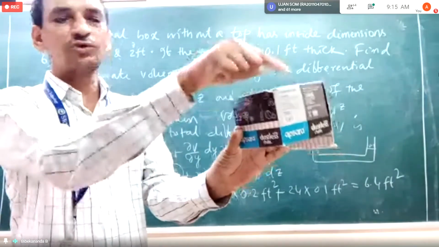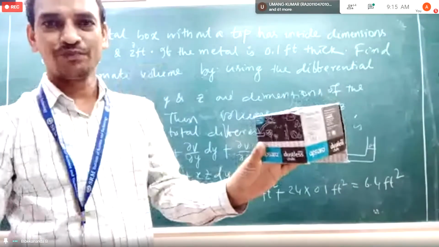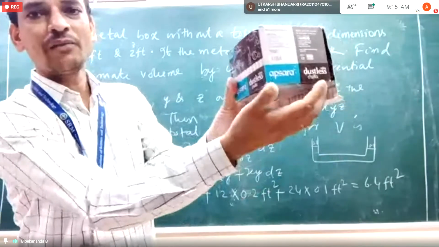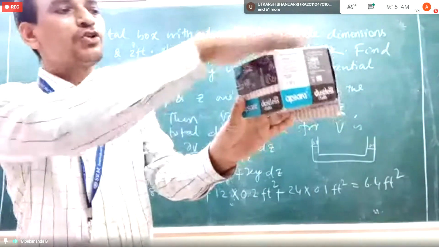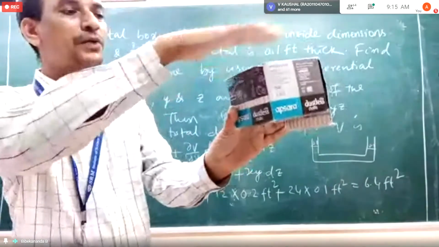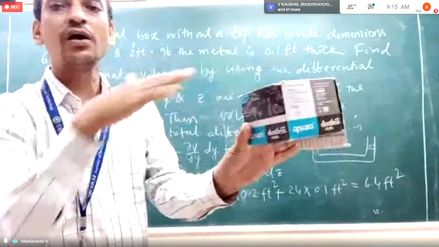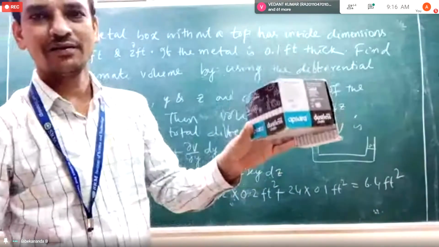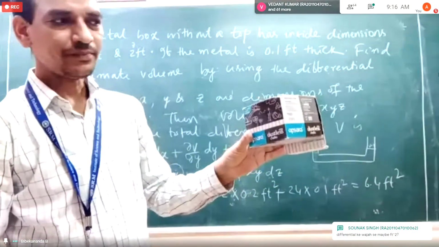So total thickness will be 0.1, 0.1, 0.2. But when I consider the down one, I will have only one surface. This upper face is open, which means there is no cover. So I have to consider only 0.1. Is it clear? Yes, sir.